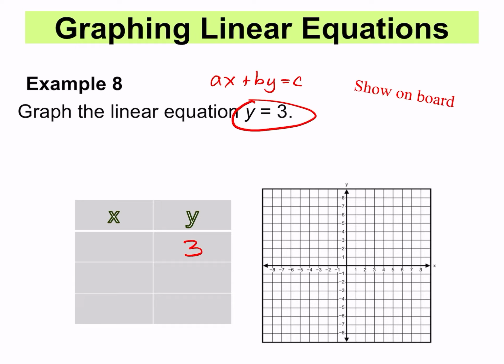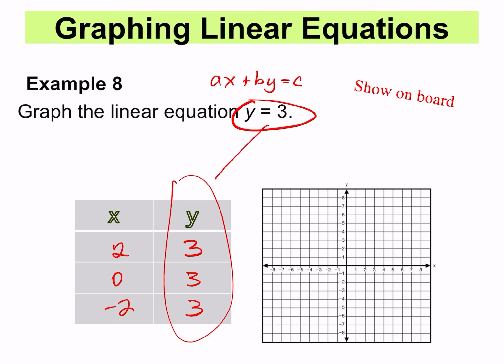Say it again. What's the only thing we know about this equation? Y equals 3. What about the x? Pick any numbers you want. I'm going to pick a 2, a 0, and a -2. But the only thing we knew for sure was y equals 3.